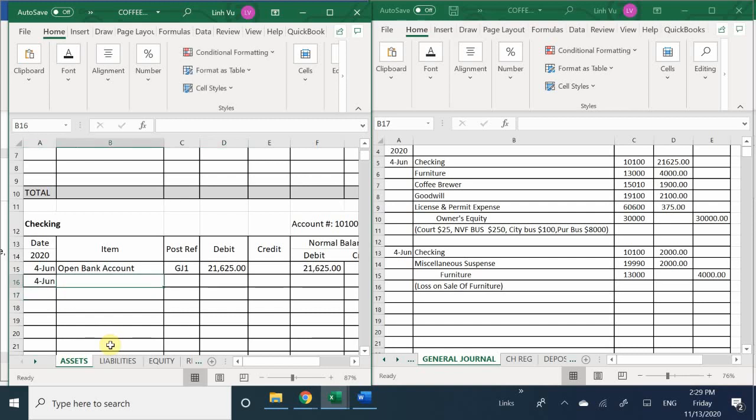Now here I'm going to go ahead and write sold furniture, right? So this is kind of your notes, okay? And as we move down through each scenario, we'll gradually have more details in regards to what happened this day. So in this case, I'm just placing in here that I sold furniture, okay? And then, of course, my reference is going to be general journal number 1.